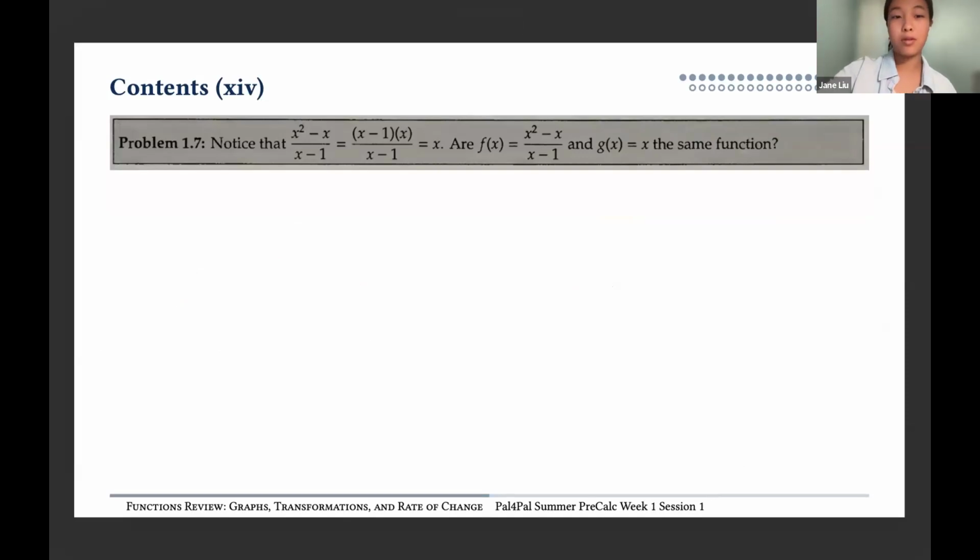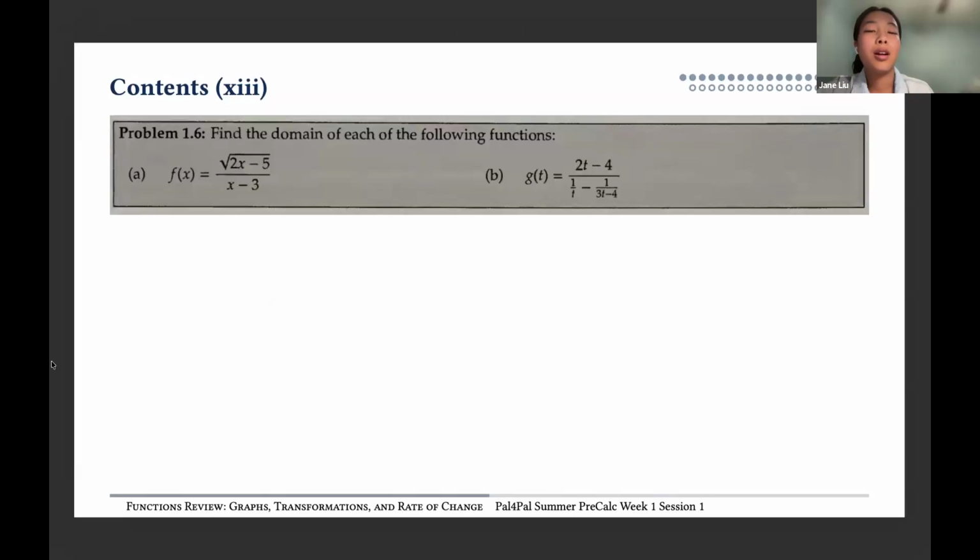So now going to problem 1.7. Notice that x squared minus, okay, range of f.